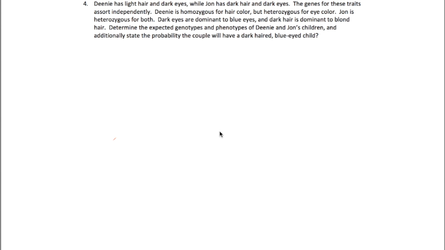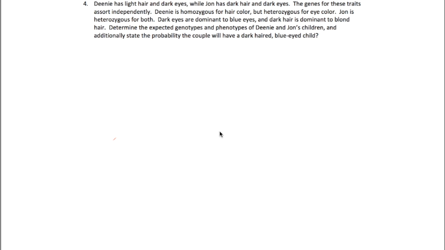Denis has light hair and dark eyes, while John has dark hair and dark eyes. The genes for these traits assort independently. Denis is homozygous for hair color, but heterozygous for eye color. John is heterozygous for both. Dark eyes are dominant to blue eyes, and dark hair is dominant to blonde hair. Determine the expected genotype and phenotypes of Denis and John's children, and additionally state the probability the couple will have a dark-haired, blue-eyed child.